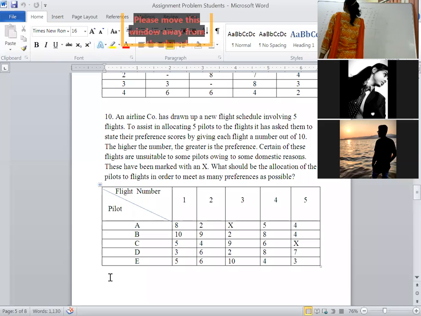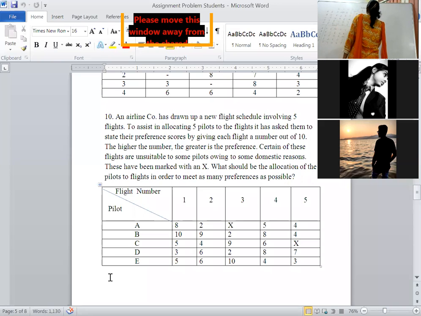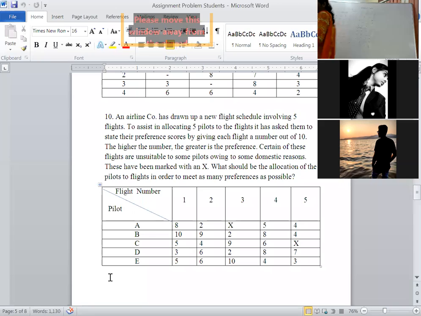Next, the fourth column is also having 0, so it remains as it is: 3, 2, 3, 0, 6. In the fifth column, the smallest element is 1. 4 minus 1, 3. 6 minus 1, 5. If you are subtracting from infinity, it remains as it is. 7 minus 1, 6.